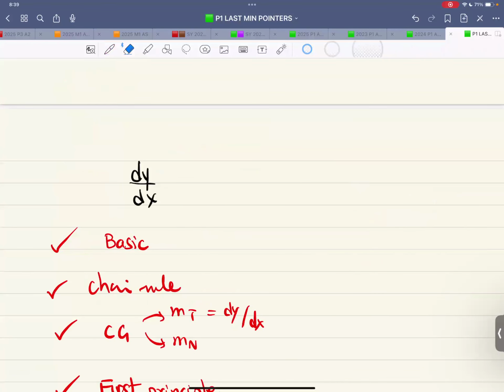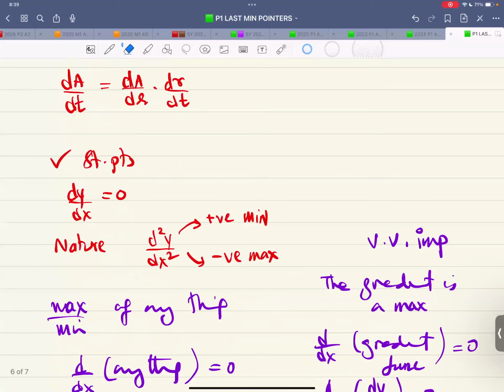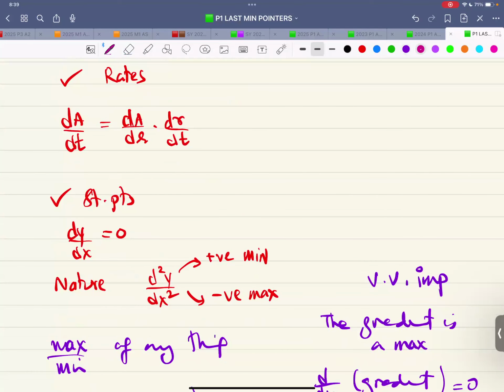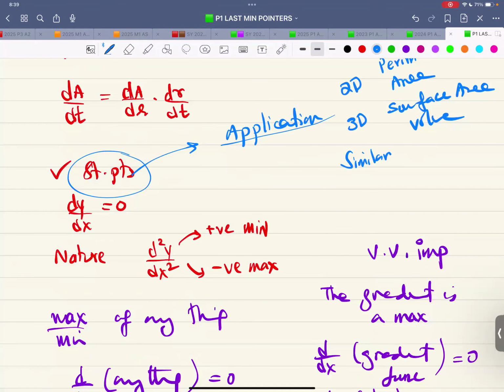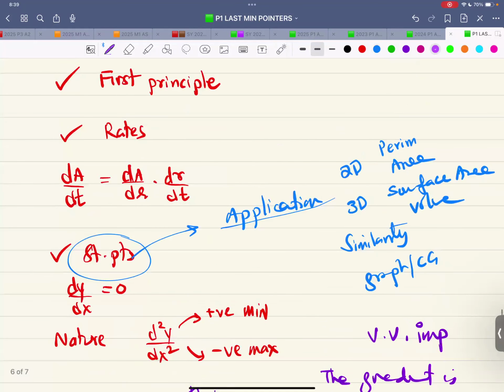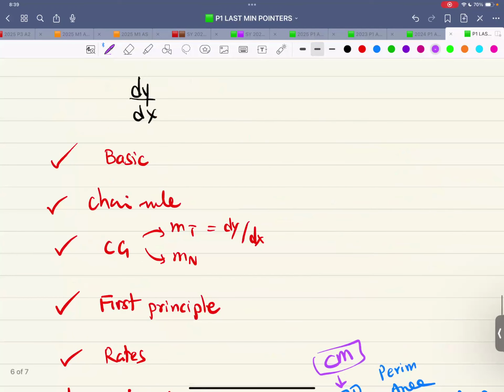So right now, let me just remove this thing. That is more or less the thing. Yes, and one other thing over here in stationary points, that is the application thing. It comes very rarely nowadays, but of course, they can ask you something about 2D mensuration, that is perimeter and area, something about 3D mensuration, that is surface area and volume. Then they can ask something about similarity. They can ask something about graph and coordinate geometry. They can ask something about circular measure, which technically falls under the category of 2D mensuration. So first prove and then work it out.